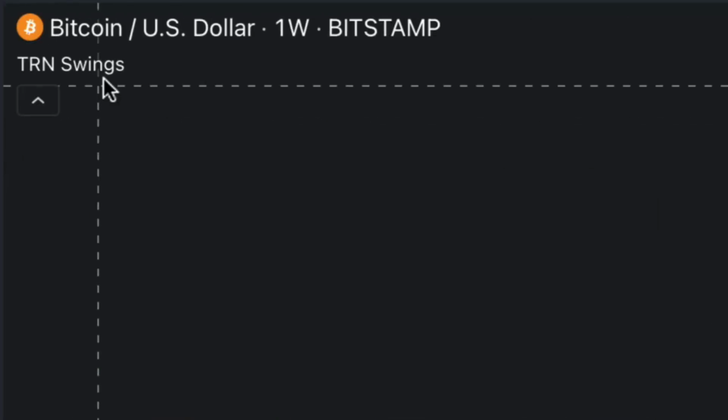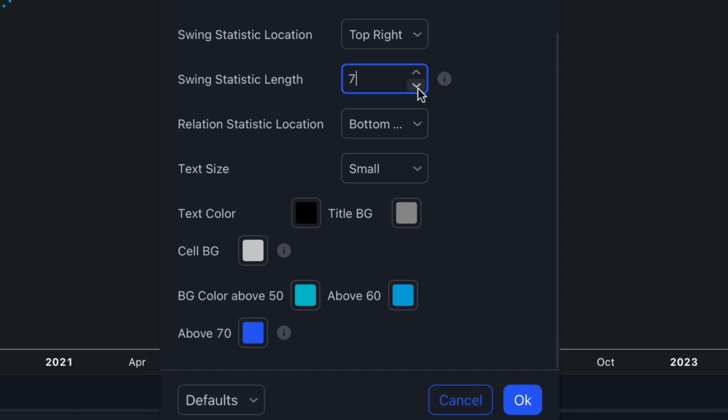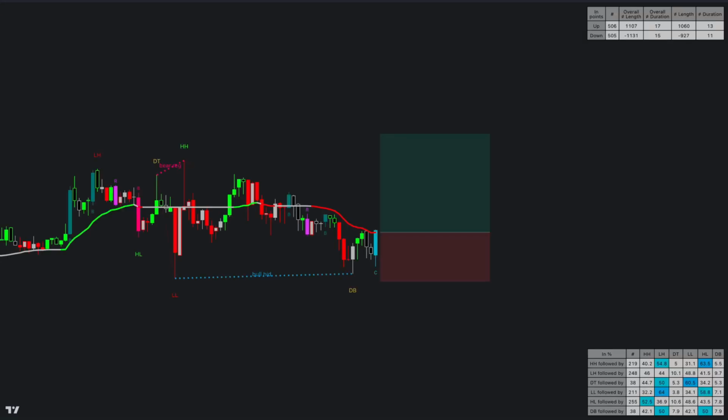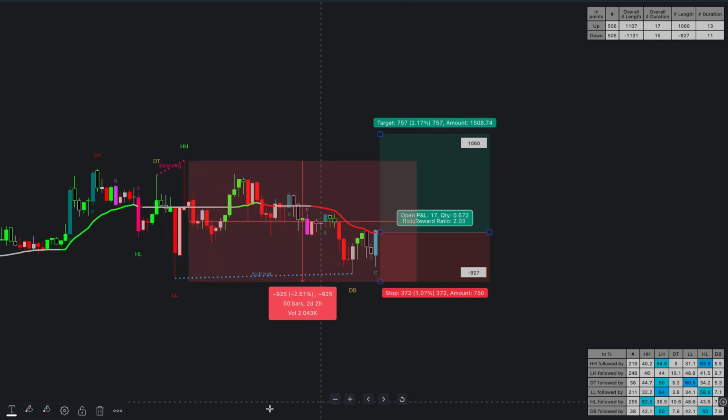To leverage this, go to the indicator settings where you can adjust the number of analyzed swings to your needs. Use this statistic to fine-tune your stop-loss and take-profit levels with remarkable precision. Check their validity by aligning them with the average length of historical up and down swings.